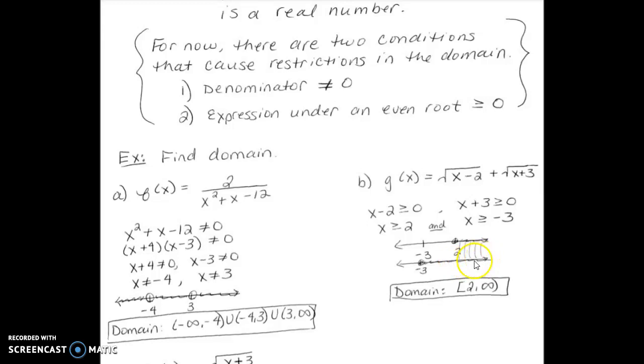If both of those things have to be true, we have to look for where they overlap, or the intersection. So we have to make sure that both are true, so we can't start here because the first one doesn't meet that requirement, so our overlapping space would be from 2 to infinity. So that would be our domain. We include the 2 because we're allowed to equal 0 under the square root as long as it's not in the denominator.